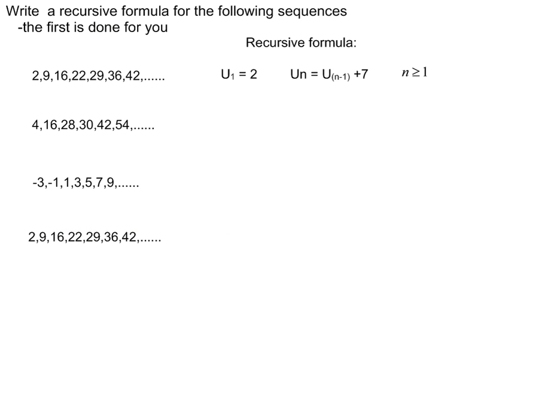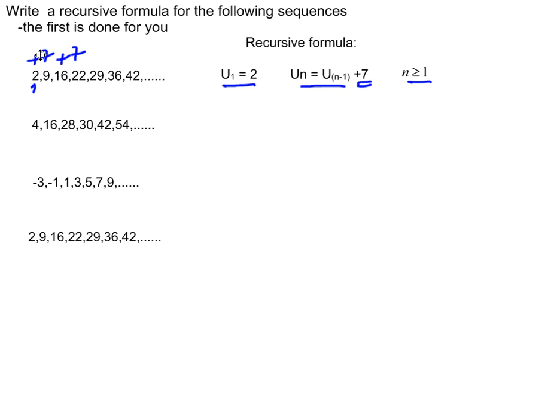Can you write a recursive formula for the following sequences? The first one I actually did for you. You see in this case, this is going up by 7 each time. So that common difference is 7. The initial value is 2, so U sub 1 is 2. U sub n is equal to U sub n minus 1 plus that common difference, which is 7, and n starts at 1. Can you pause this and do the remaining sequences? Assume that you've done them.